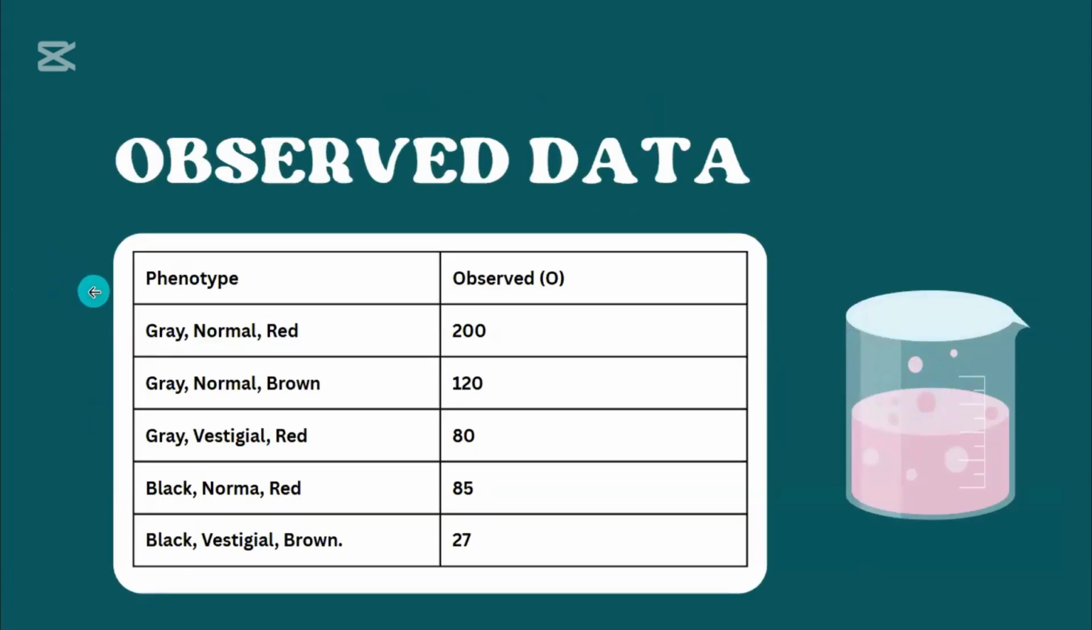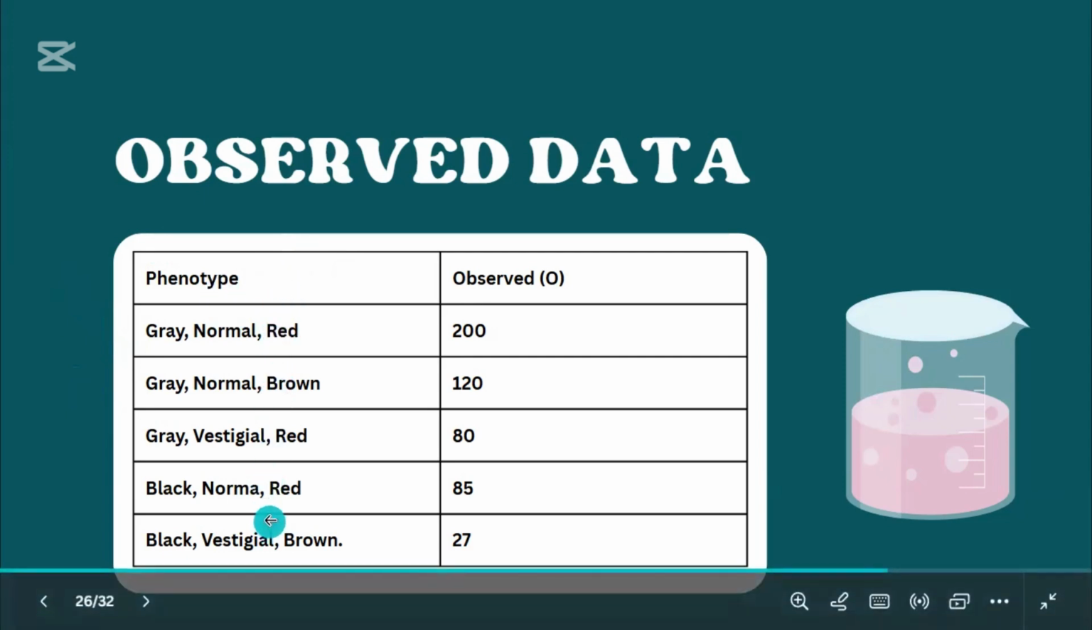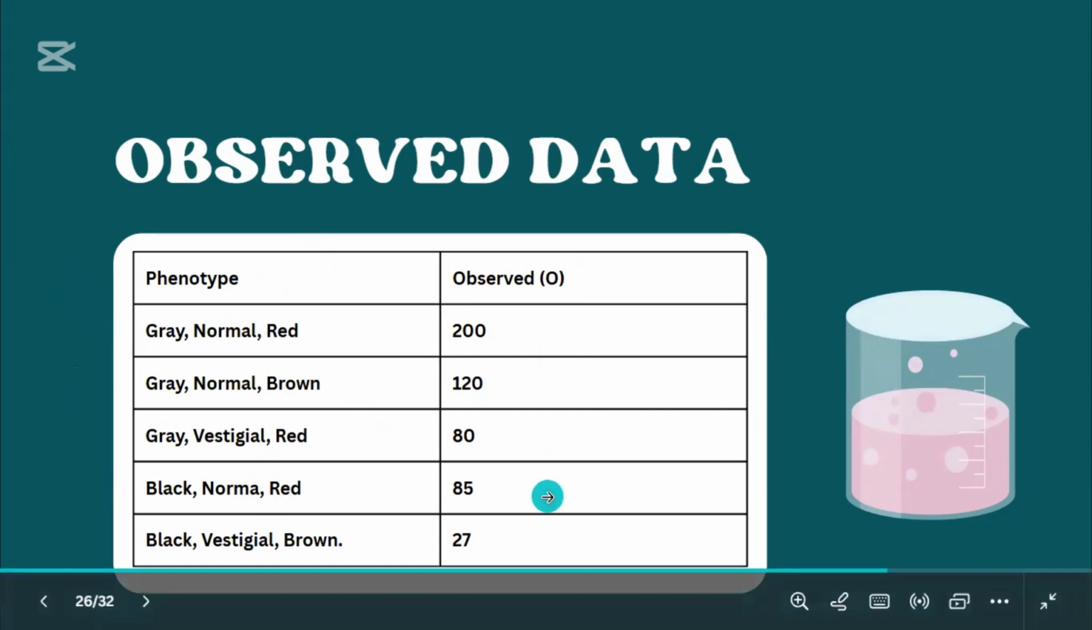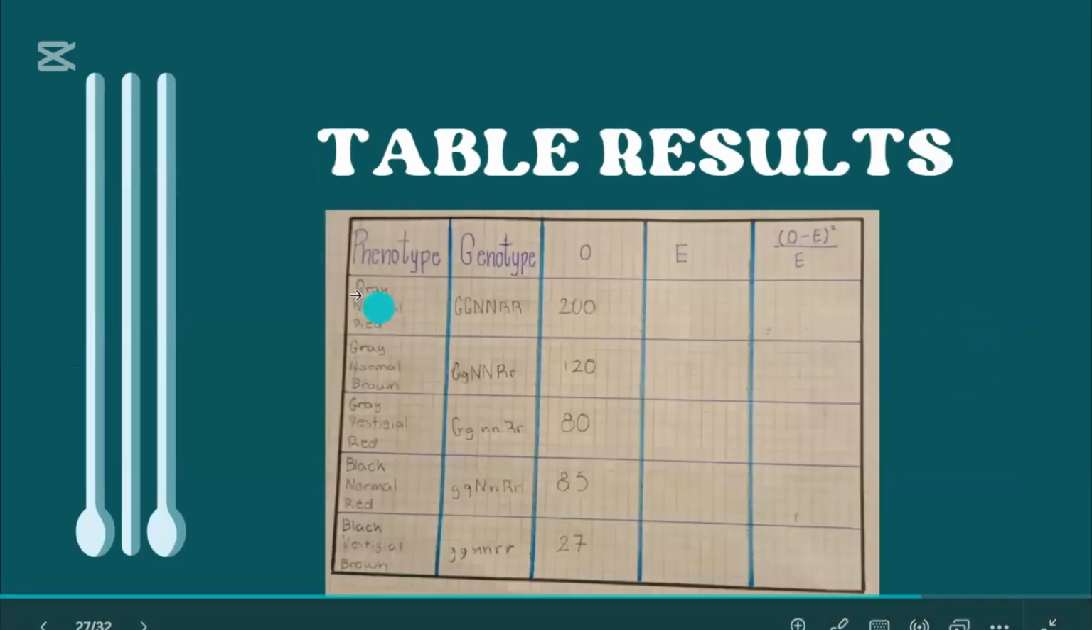This is the observed data that will always be provided in an exercise. Here is the phenotype, the same phenotype as we saw before, and the observed group with the values evaluated in the number of offspring. Now we can create the table.